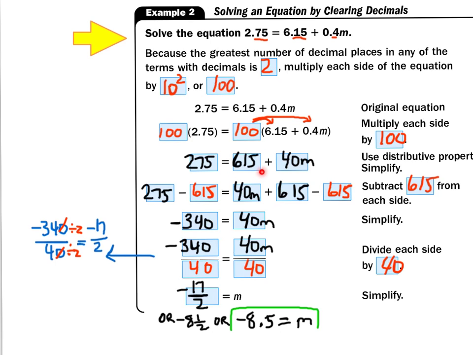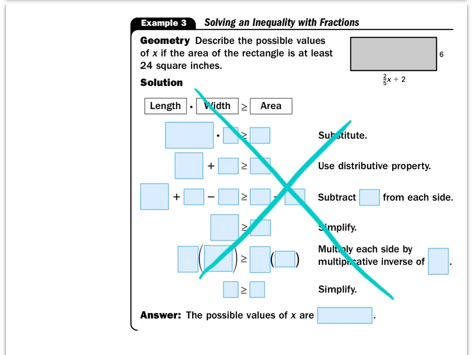So I get rid of the adding first, so I'm going to subtract 615 on both sides, so that gives me negative 340 equals 40m, and then I divide both sides by 40, and so I get m equals negative 17 over 2 if I reduce, or you could say negative 8 1/2, or as a decimal, negative 8.5 is the answer. Okay, now they probably want the decimal because look at how they gave us the equation. They gave us the equation as decimals, so they're going to want the decimal answer. You can just go ahead and lightly cross out example 3, and let's go on to the next.